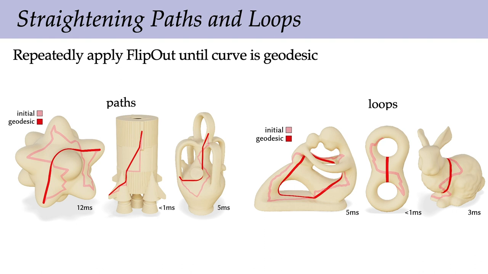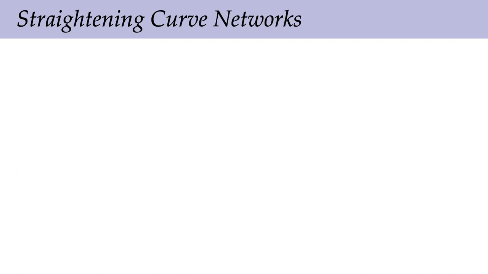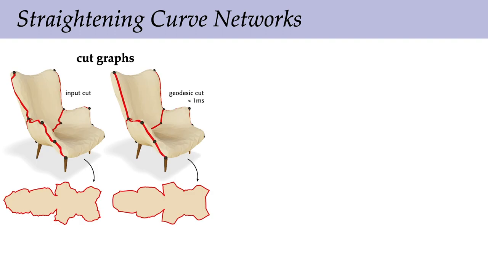And this is all we really need. We can just apply this flip-out procedure in an intrinsic triangulation to find geodesic paths, and also use basically the same technique to find geodesic loops. We can even do this to general networks of curves and loops, or curve networks on surfaces, which show up quite frequently in geometry processing.